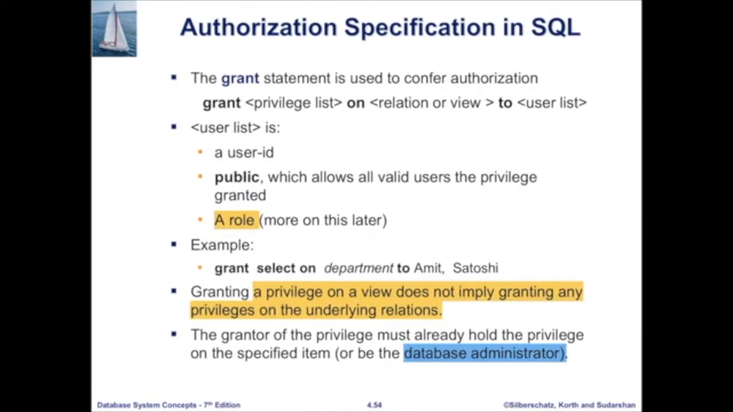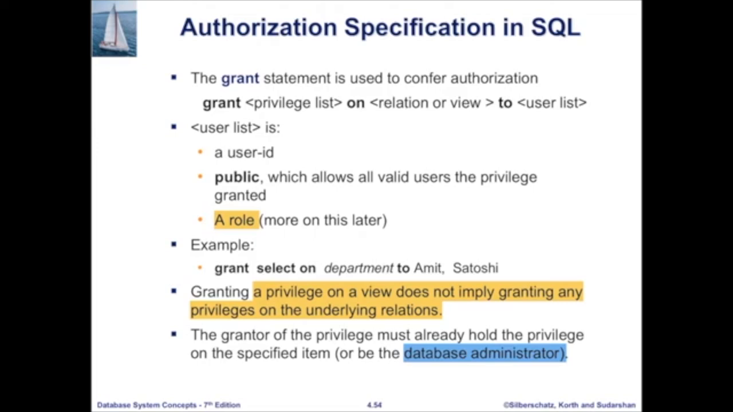We can specify authorization by using the grant statement. So the format of the grant statement is as follows. We have grant privilege list on relation or view to a specific user list. Yung user list natin dito, the valid values are either a specific user ID, the keyword public, which allows all valid users the privilege granted, or a specific role. We will discuss role in the succeeding slides.